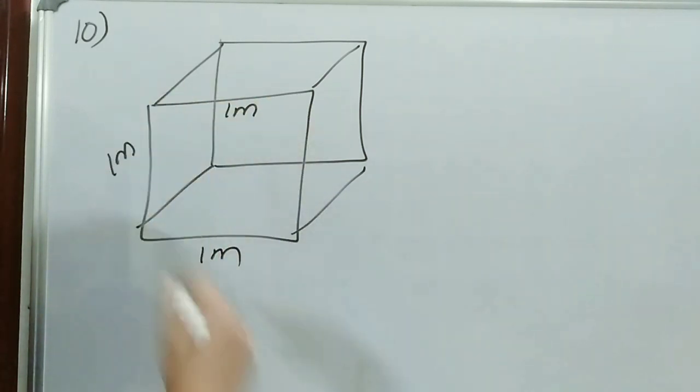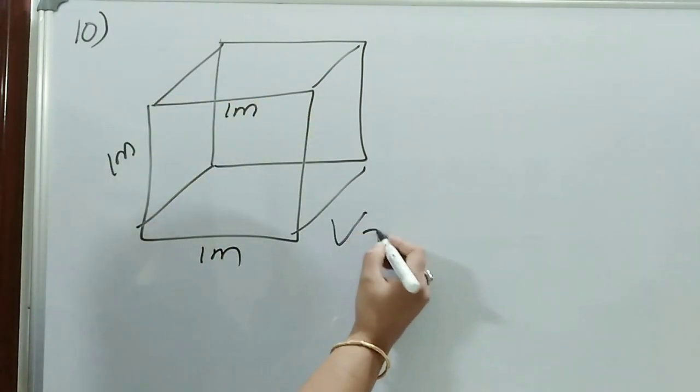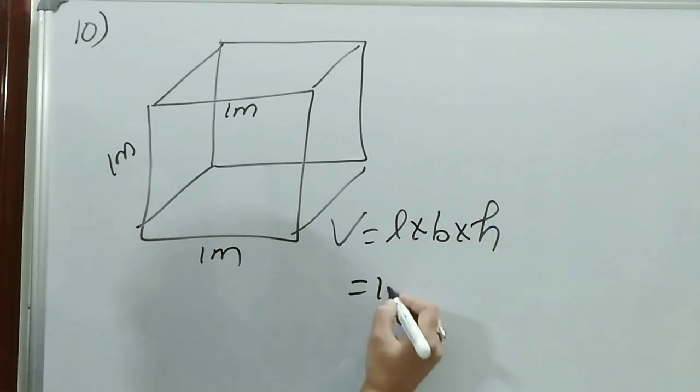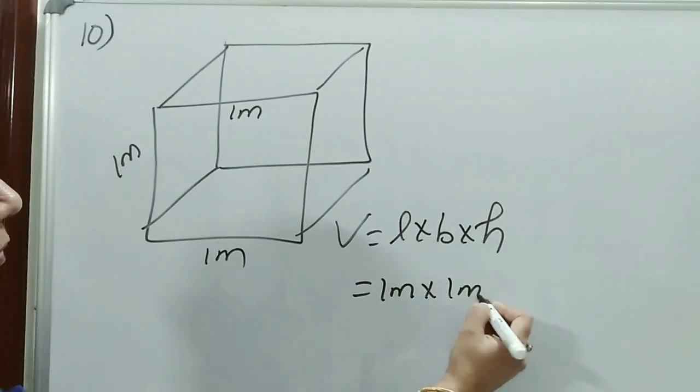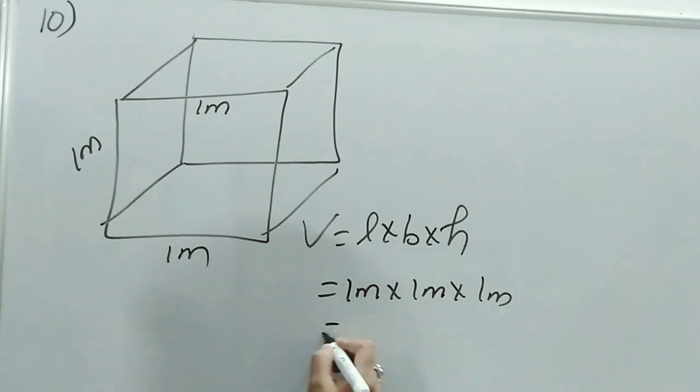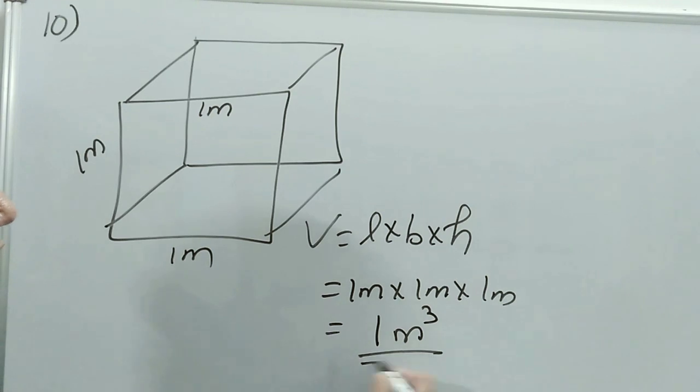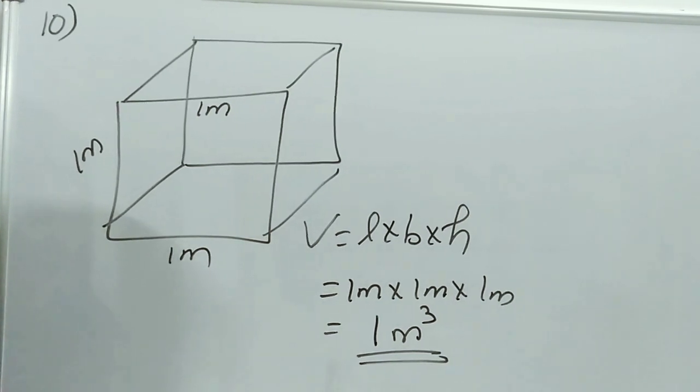Find the volume of the cube. How will you find the volume? L into B into H. Length into breadth into height. 1 meter into 1 meter into 1 meter. You will get 1 into 1 into 1, 1. Meter into meter into meter, meter cube. So we got the volume is 1 meter cube.